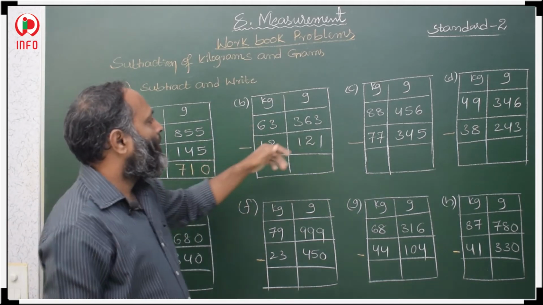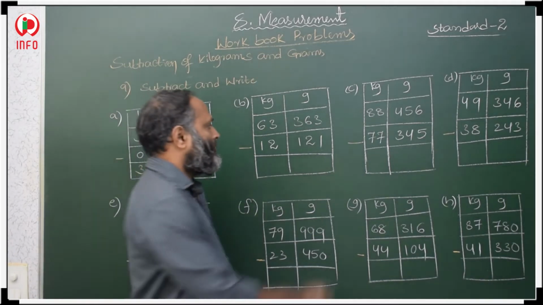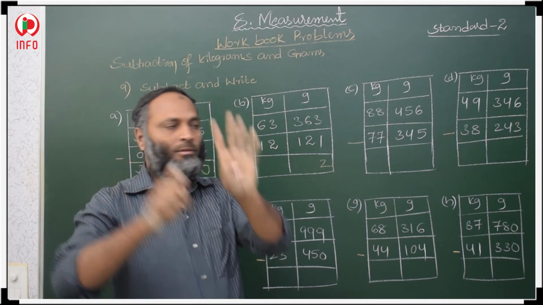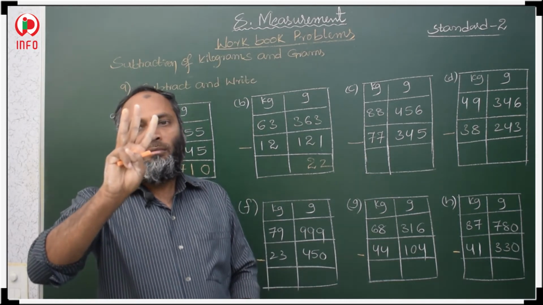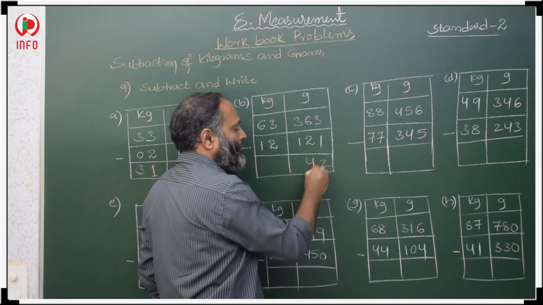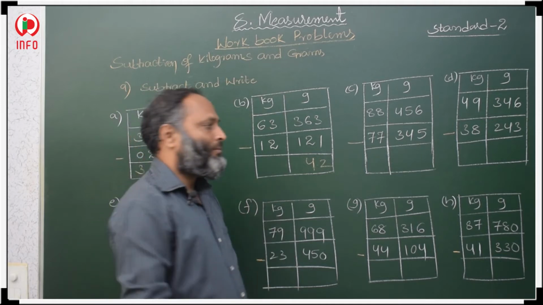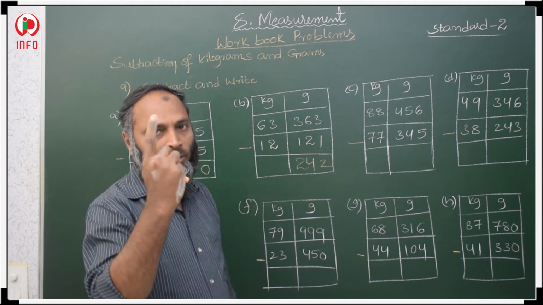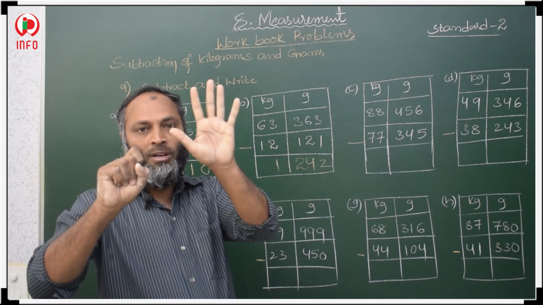Now here, 3 minus 1, 2. 6 minus 2, 4. 3 minus 1, 2. 3 minus 2, that is 1. 6 minus 1, 5.